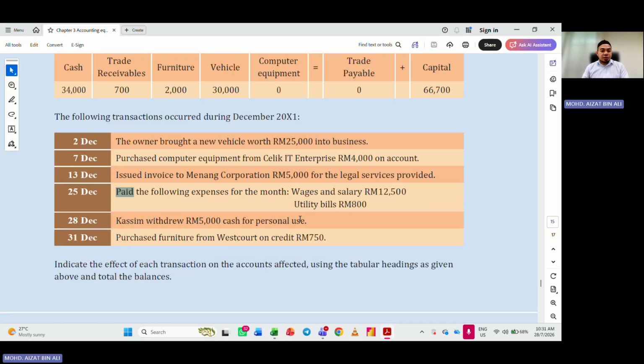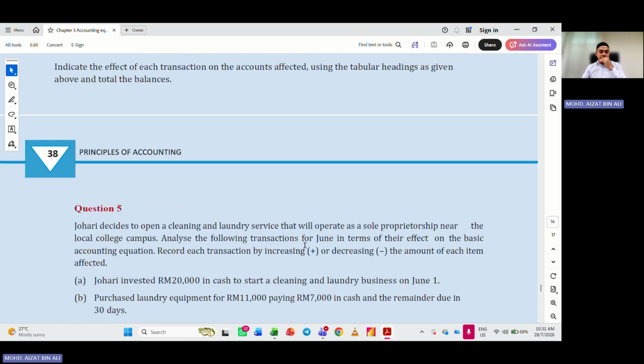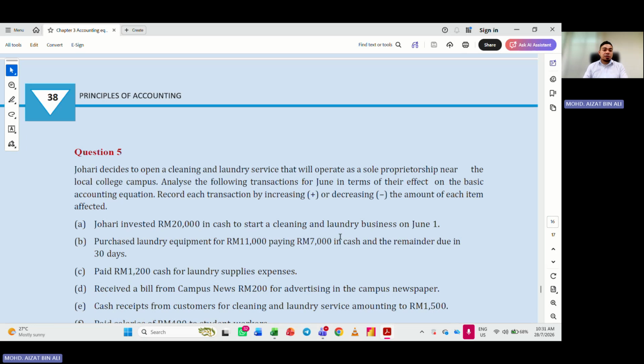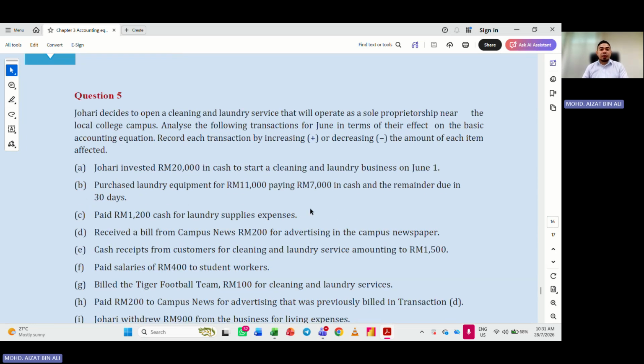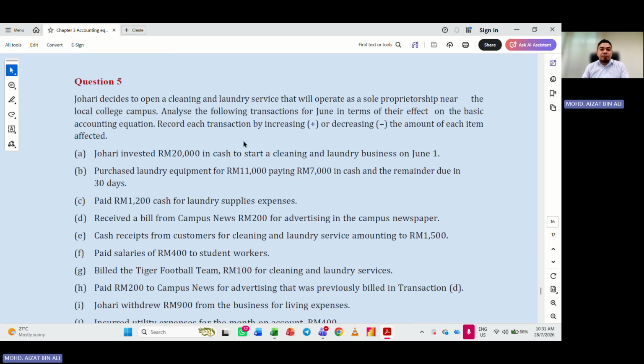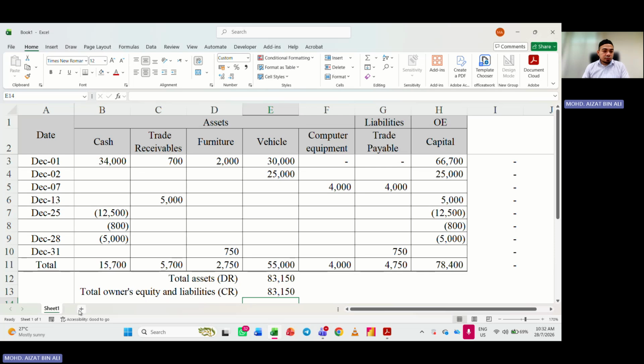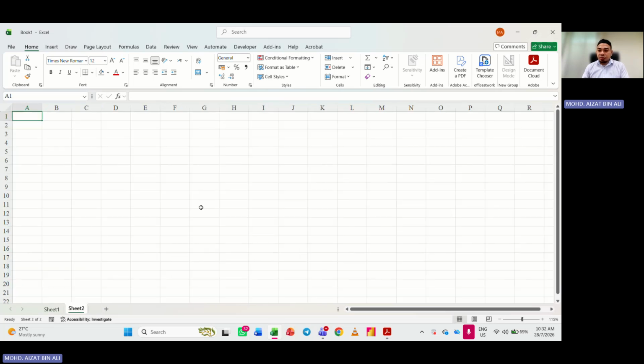All right, next, let's move on to question number two for today, which is question number five from our textbook. I know the instruction is for us to record each transaction by increasing or decreasing the amount of each item affected. But for the purpose of this recording, we are going to record this question into the accounting equation worksheet. So let's create a new sheet.